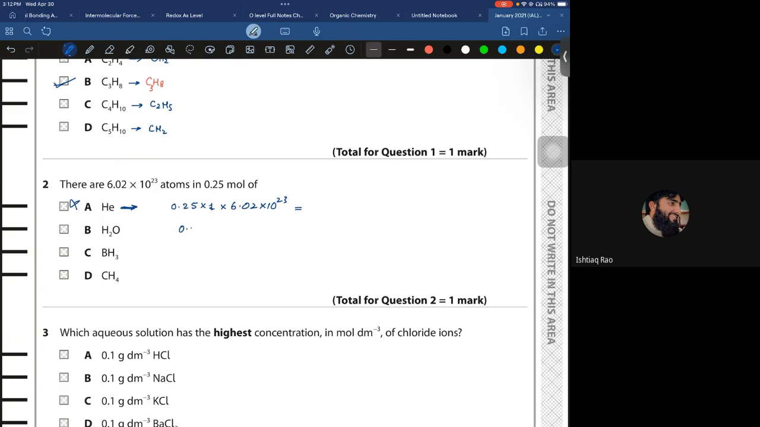0.25 multiplied by 3 multiplied by 6.02 exponent 23. Again, 0.25 multiplied by 4 atoms into 6.02 exponent 23. 0.25 multiplied by 5 multiplied by 6.02 exponent 23. So what's the answer for A? What's the answer for B, then C, then D?